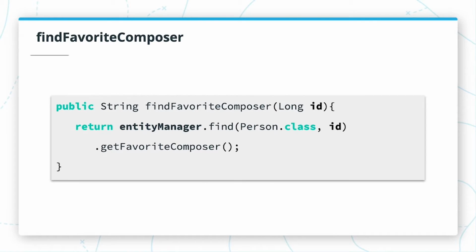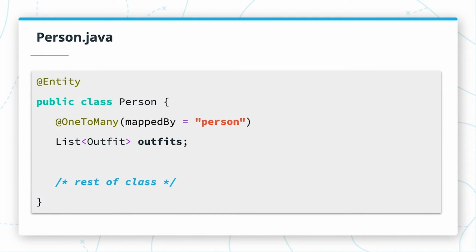Let's say we had a simple method that looked up a person and returned its favorite composer. Notice we don't use the outfit data at all, so it makes sense to avoid retrieving the outfit data from the database. There's a tool for scenarios in which we don't need all the entity data.